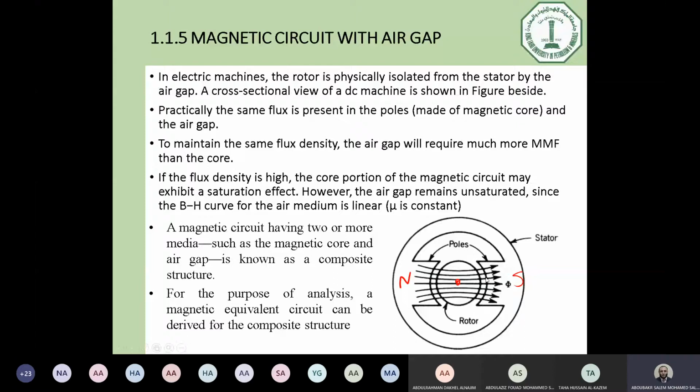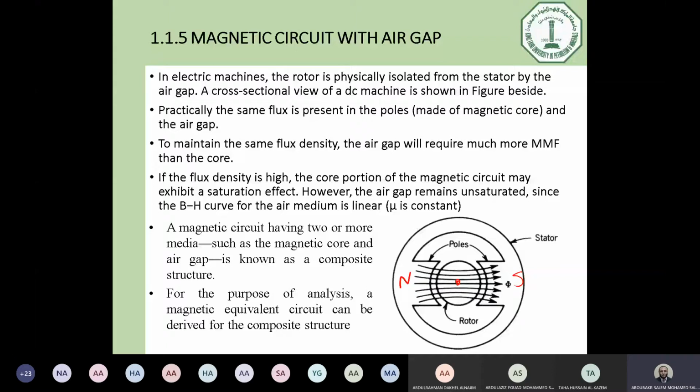This is very important. As we described in the BH curve, if we increase the current too much and the H will be increased, we may reach the saturation region. Saturation means the core cannot increase the flux density anymore if you increase the flux intensity. However, in an air gap, if you increase the flux intensity, the flux density will not be saturated. It will increase all the time.